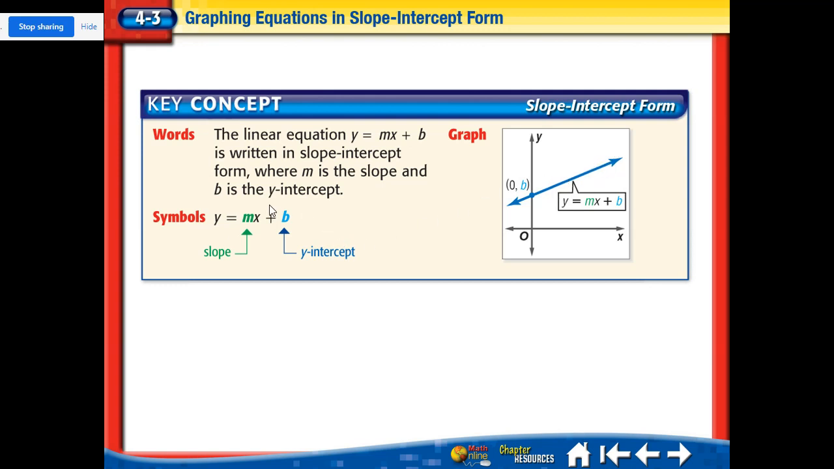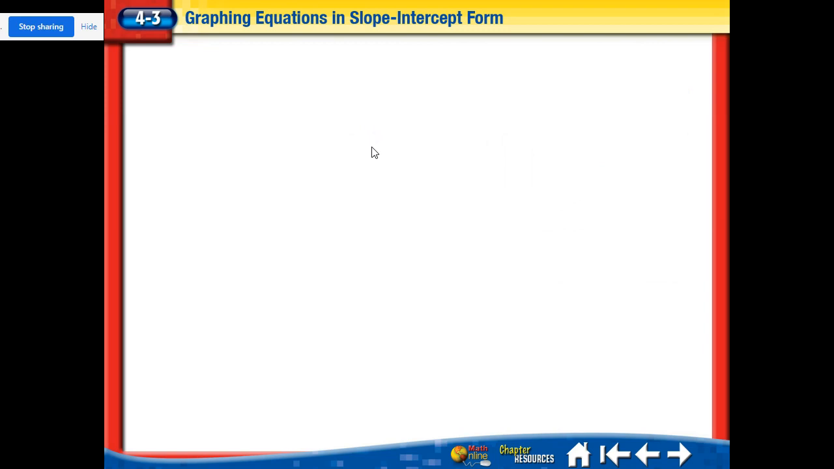But our formula has to be in this form, y equals. Remember, standard form is not that way. So we'll just have to move it over. All right, so notice we need two things. We need a slope and a y-intercept. All right, and once we have those, we can write this equation. So that's what we're going to do first.